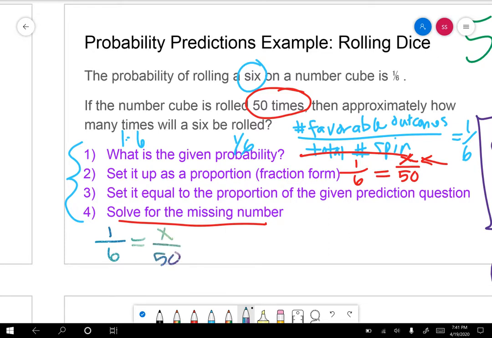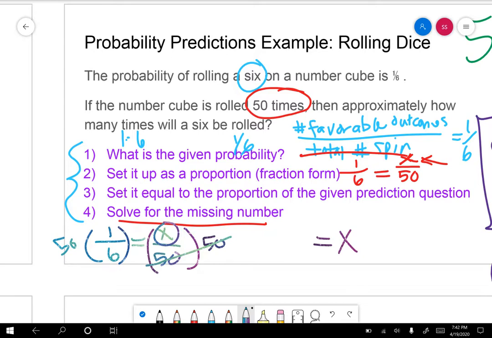Okay, we're going to do the same thing we did last time. We know that x is being divided by 50 right now. So to get rid of that 50 on this side, to isolate x, get x by itself, we're going to multiply by 50 on both sides. Okay. If we do that, again, the 50s will cancel out on that side, so we're left with x over here. So x equals 50 multiplied by 1/6.